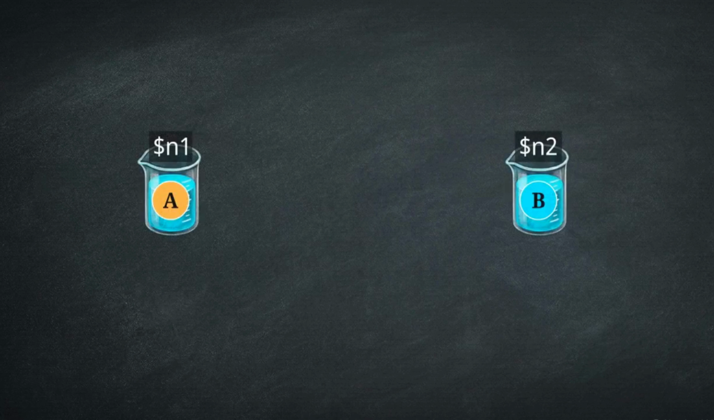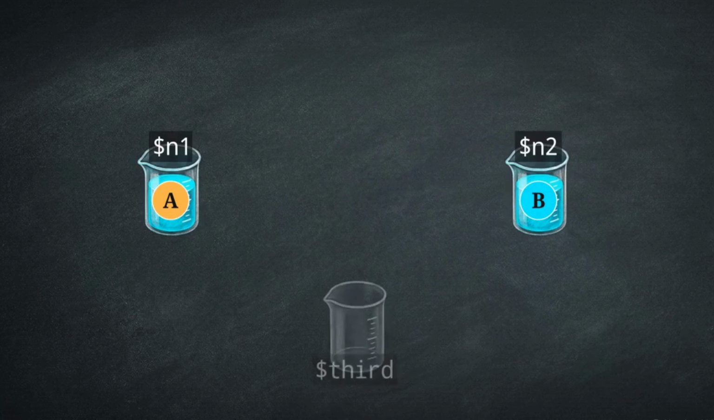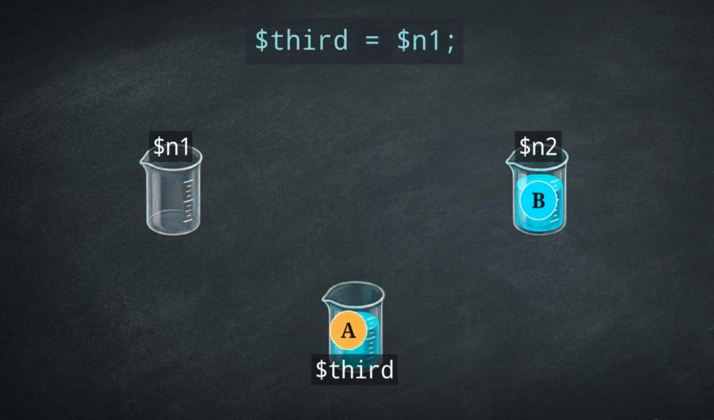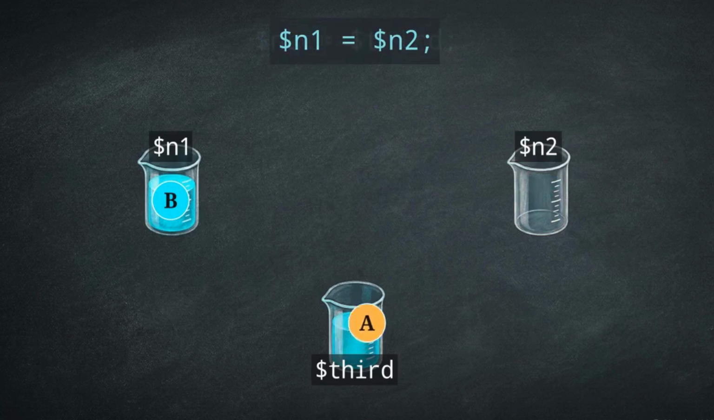Another common test is swapping 2 variables. You cannot pour one directly into the other without overwriting data. As this animation demonstrates, you introduce a third variable, like an empty glass, to temporarily hold the first value while you move the second one over.